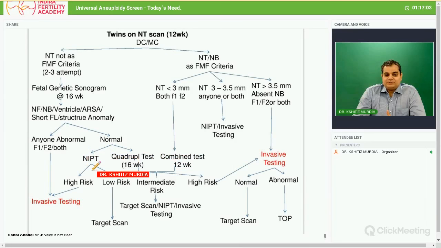Quadruple test or NIPT. Anything which is low risk, you can assure the patient and go for the target scan. If intermediate risk, you can still counsel the patient that they can go for the target scan, NIPT, invasive, whatever they want. If high risk, invasive testing only is recommended. If anything is abnormal in the second trimester, again invasive testing is required.